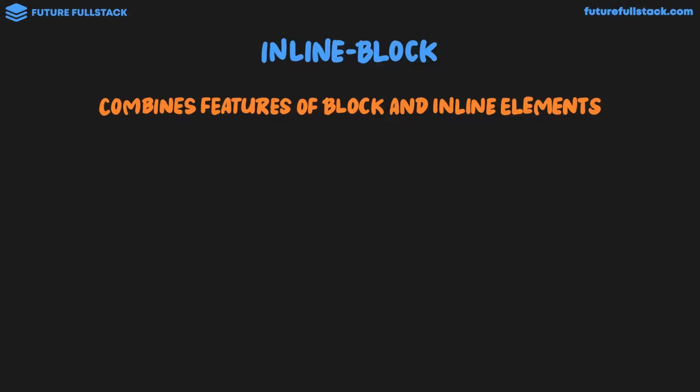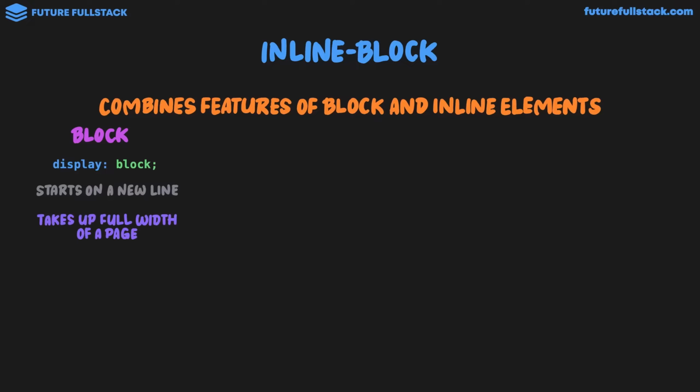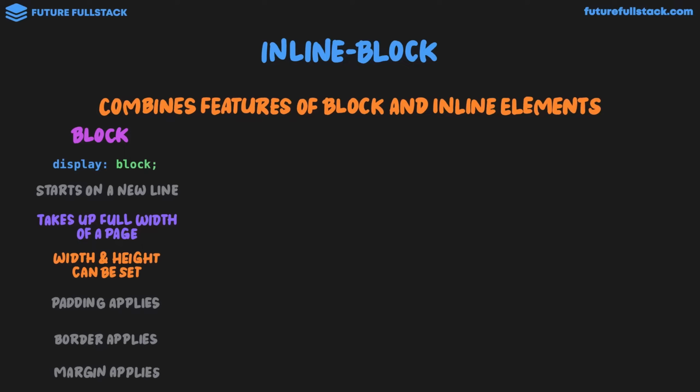To understand inline block, let's quickly recap how CSS box model properties apply to block and inline elements. For block elements, the CSS property is display block, which again is just default for block elements. Block elements start on a new line, and they take up the full width of the page. For the box model properties, width and height can be set. Padding applies as expected. Border applies as expected. And margin applies as expected.